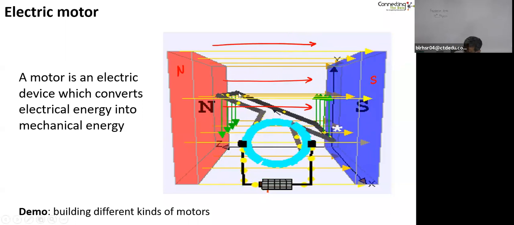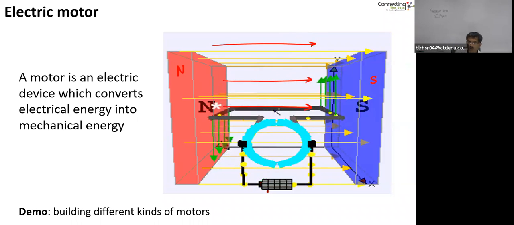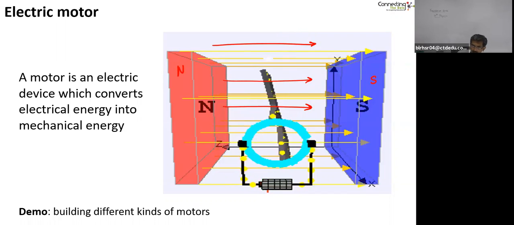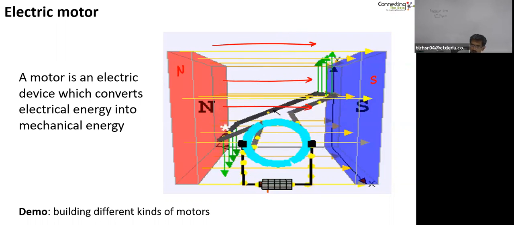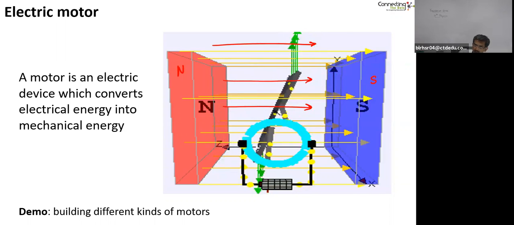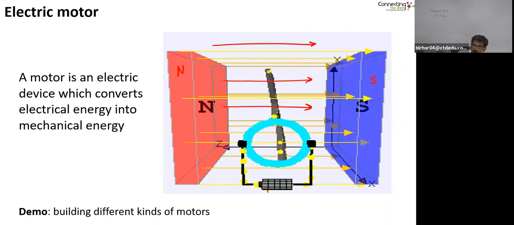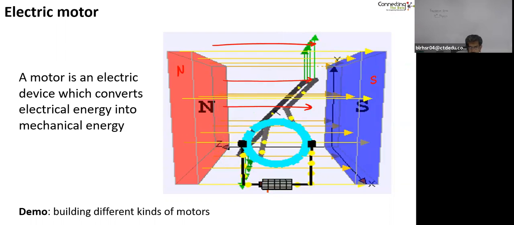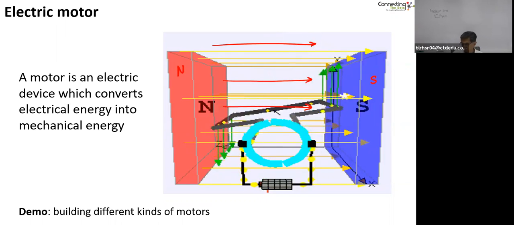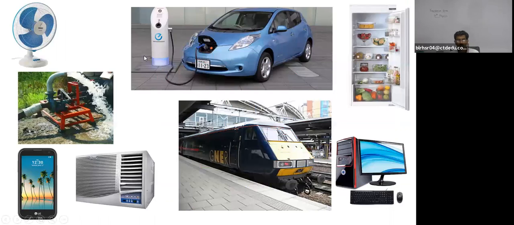Now, this is a schematic illustration of a motor. You can see that there is a current carrying conductor placed inside a magnetic field, and it experiences a force which causes it to rotate. There are countless applications of motors, and I have just listed a few. And it's not possible to imagine our modern lives without motors.